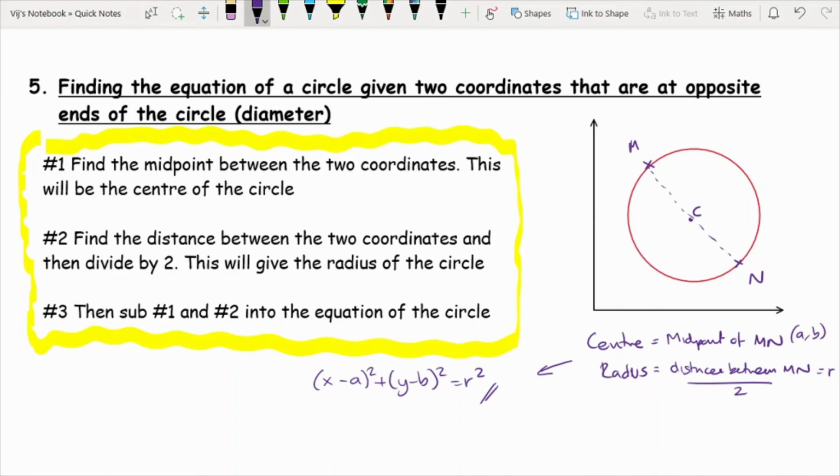And again, once you've got your formula, a question might ask you to write the equation of a circle in a particular way, or you could either leave it in its unexpanded form. So moving on to the next one.